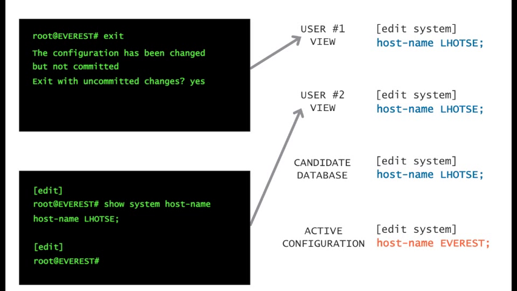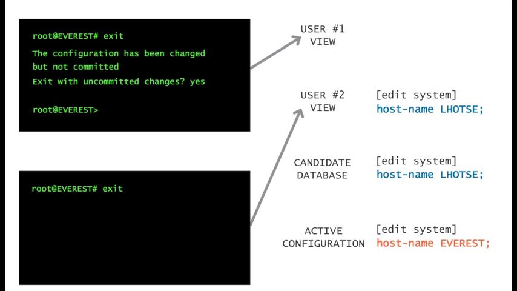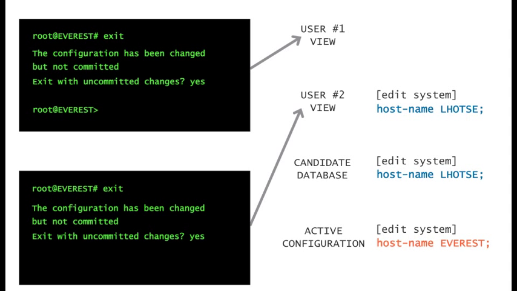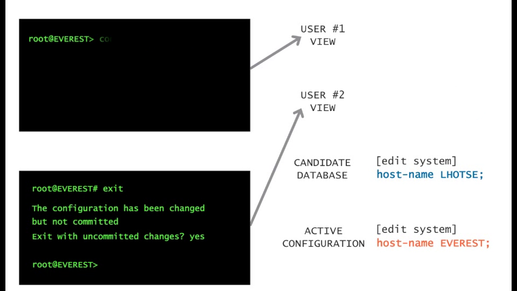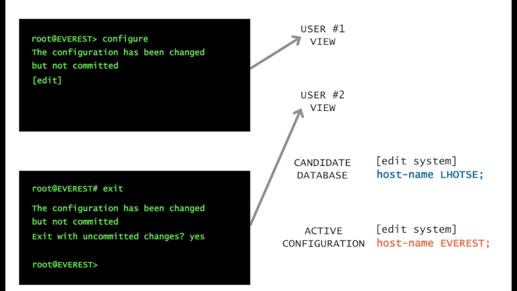What happens if the user exits the configuration mode? The change remains in the candidate database. So when the user enters configuration mode again, the new host name is still there, waiting to be committed.